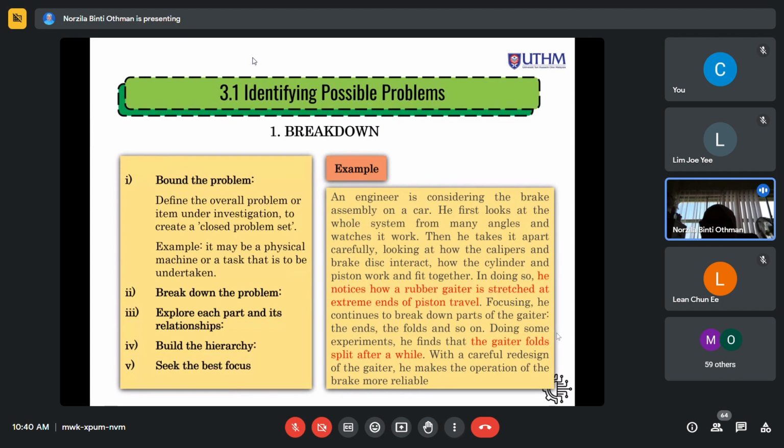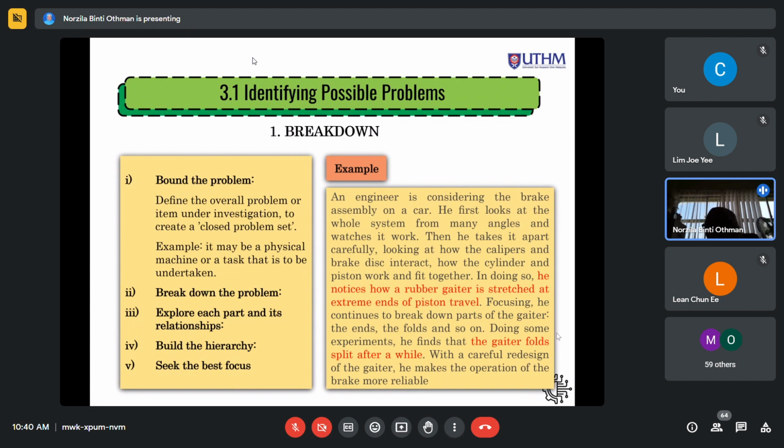Doing some experiments, he finds the gaiter folds spill after a while. This is why the brake is not working right. So in this problem, basically this is how to break down the idea.